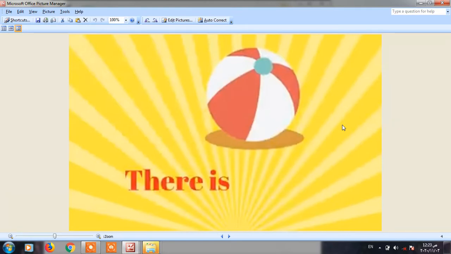Now KG1, can you tell me what's this? Yes, pool. How many pools can you see? One pool. Let's count. One. Yes, KG1, singular.